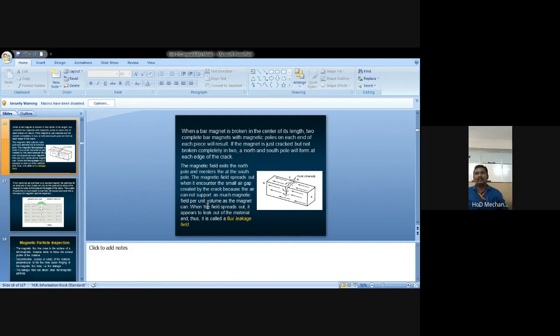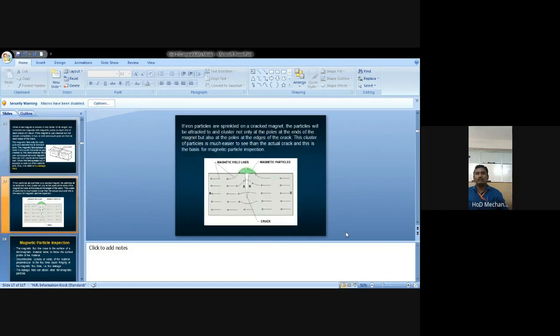support as much magnetic field per unit volume as the magnet can. When the field spreads out, it appears to leak out of the material, and it is called the flux leakage field. Okay, it is called the flux leakage field. That is the MPI testing method.